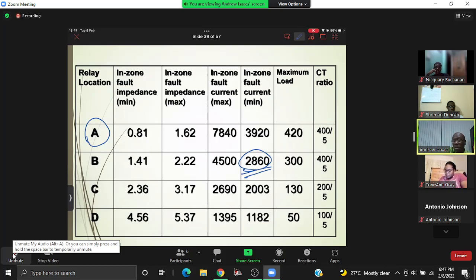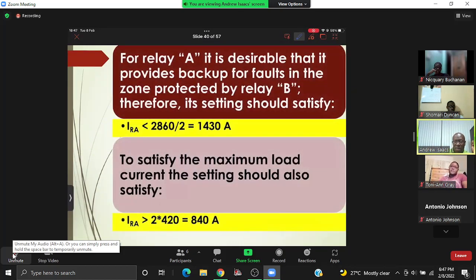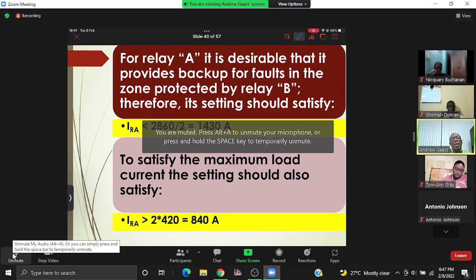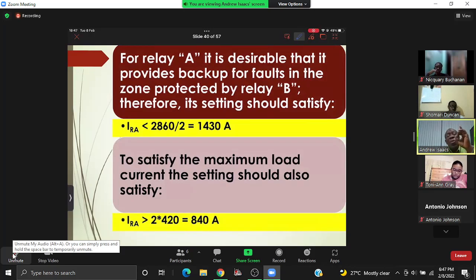So let me try to put that in. Well, I have put it in writing. So here it is. It must provide backup for faults in the zone protected by B. It's not going to override B, but it will back up B. Remember we spoke about minimum fault current. Its setting is going to be based on what's happening with B. So it's half the B current, which is 1430, and twice its load current, which is 840.